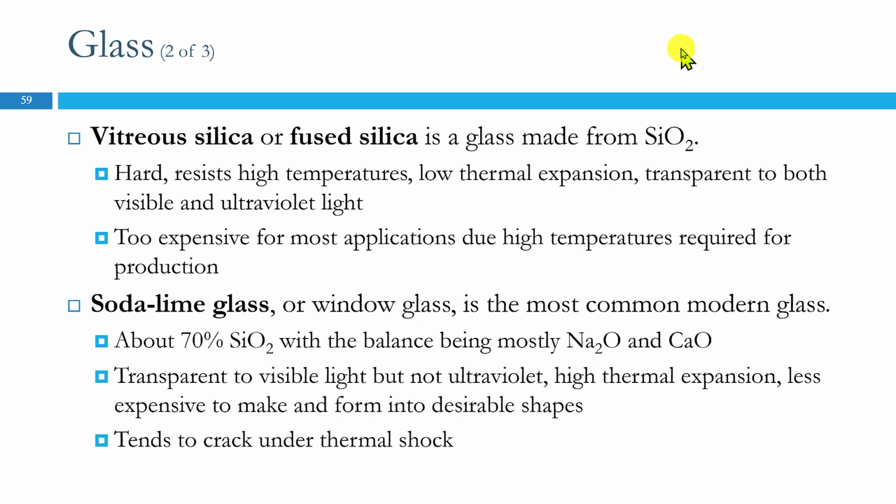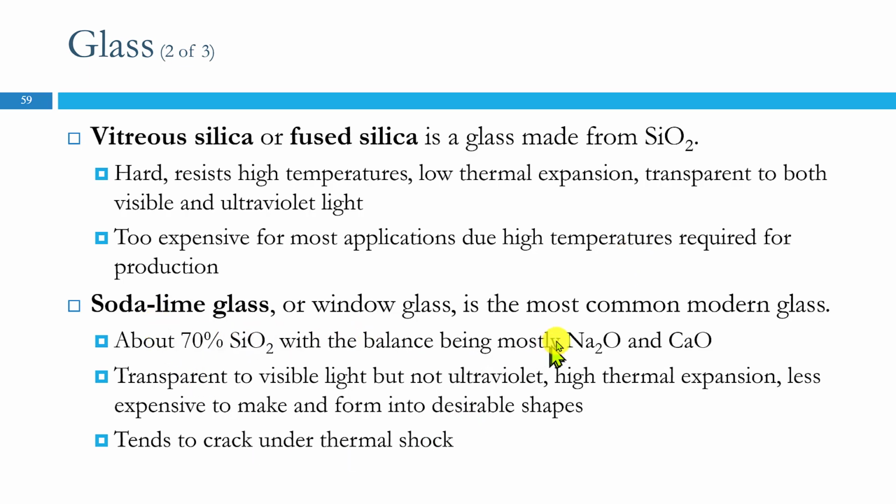So vitreous silica is what you get when you take pure silica and you melt it. It's very hard. It again has similar properties to regular glass, but one of the things is it's transparent to ultraviolet light. Regular glass, because of the impurities and the sodium that's in it, isn't actually that transparent to ultraviolet light. It's really expensive to produce simply because it requires high temperatures. And then we talked about soda glass.